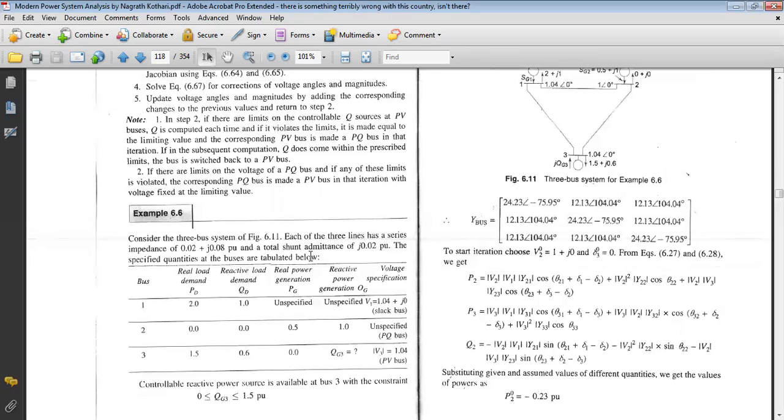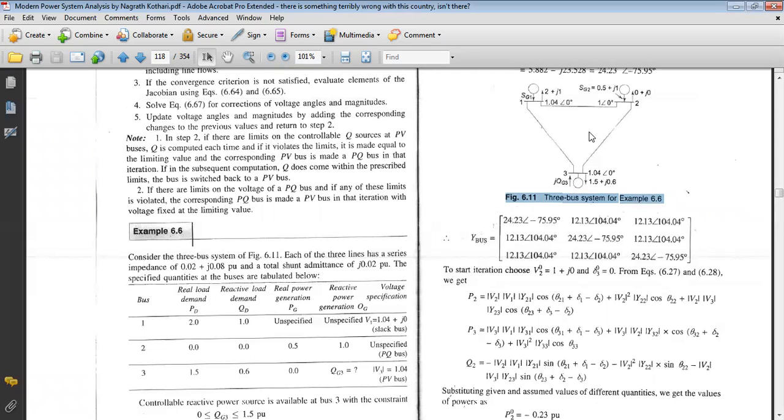This is a particular power system one-line diagram, a 3-bus power system diagram, and for this diagram the impedance values are given: each of the 3 lines has a series impedance of 0.02 plus j0.08, and the shunt admittance is j0.02. Shunt admittance means the susceptance connected from bus to neutral.